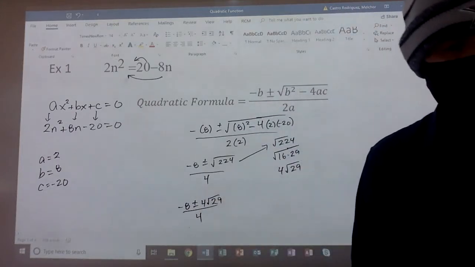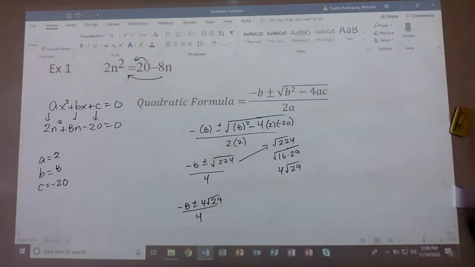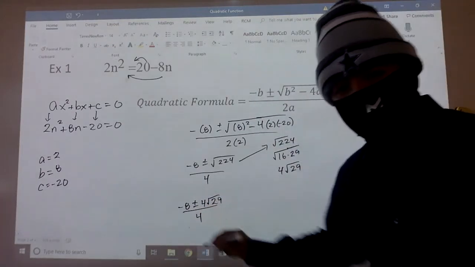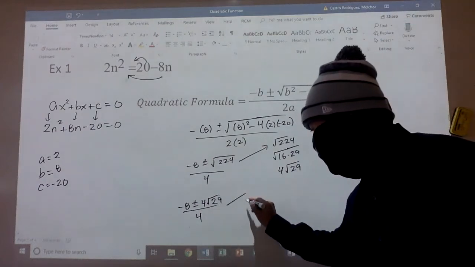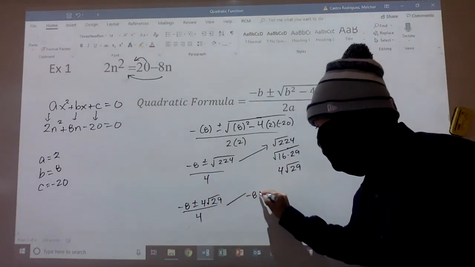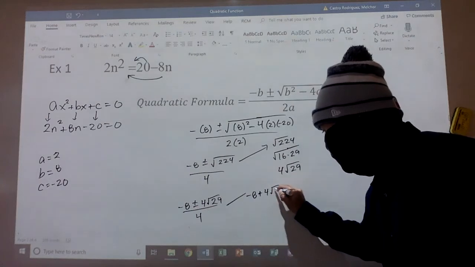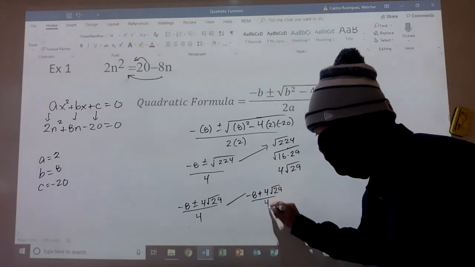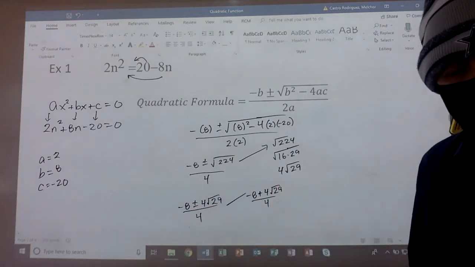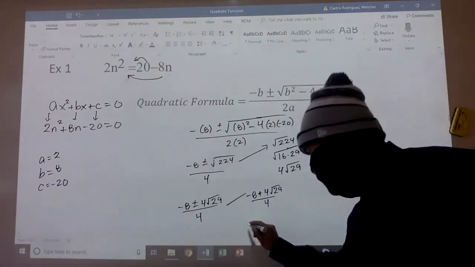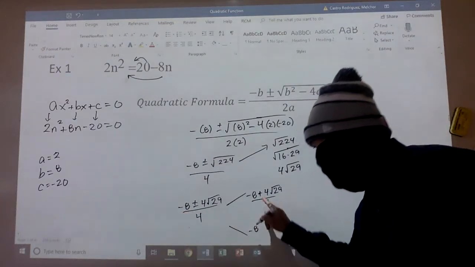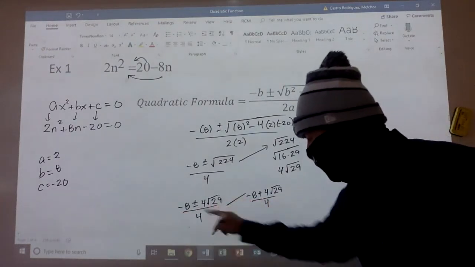All over 4. I'm almost done. I just need 2 answers because this one's positive and negative. So the first answer will be negative 8. Use the plus first. Over 4. The other one will be just the opposite. Negative 8. Instead of plus, it's going to be negative.